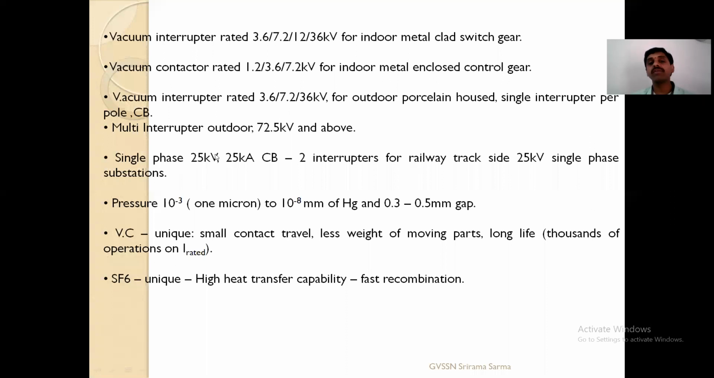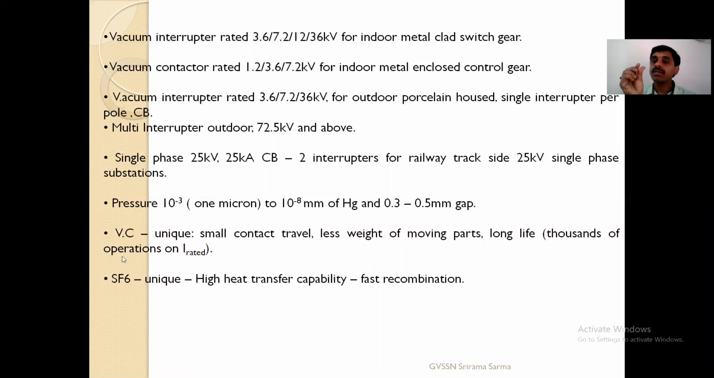Single phase 25 kV, 25 kiloampere circuit breakers have two interrupters for railway track side applications for 25 kV single phase substations. As I said, 10 power minus 3 is 1 micron, to 10 power minus 8 mm of Hg. This low pressure can be maintained for a gap of, you observe, 0.3 to 0.5 mm. You see, it is not even mm, it is 0.3 mm. You cannot imagine how small the opening is between the contacts.